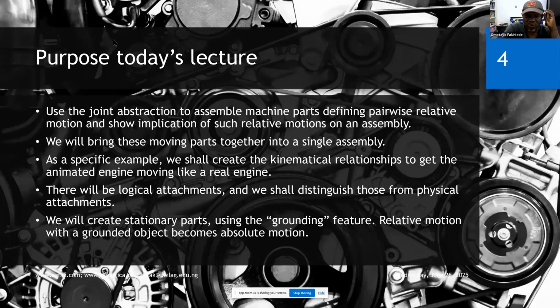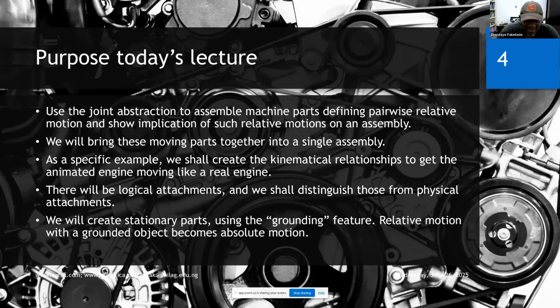And there is no better way to look at that than in a motor car engine. A motor car engine contains all the mechanical parts that really demonstrate this thing. That's why we are using it as an example. We can use other examples, but that is an example that I found very convenient. We'll bring these moving parts together into a single assembly. As a specific example, we shall create the kinematic relationships to get the animated engine moving like a real engine.